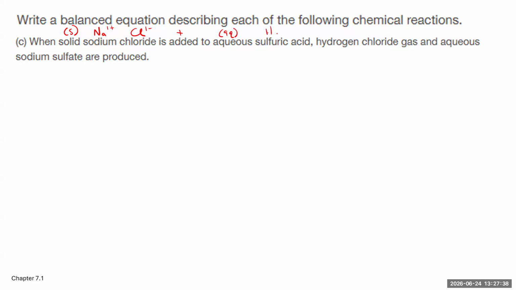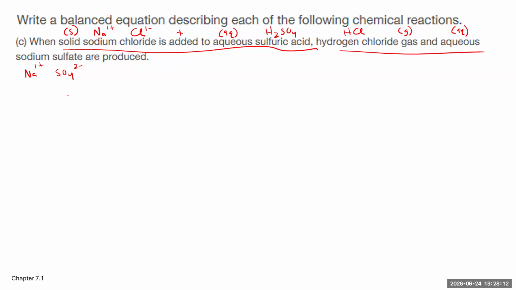aqueous sulfuric acid, hydrogen chloride gas, HCl gas, and aqueous sodium sulfate is SO4, and these are charges of 1 plus 2 minus, are produced. All right. So they're saying this stuff here is the ingredients or the reactants. The stuff here is the product.